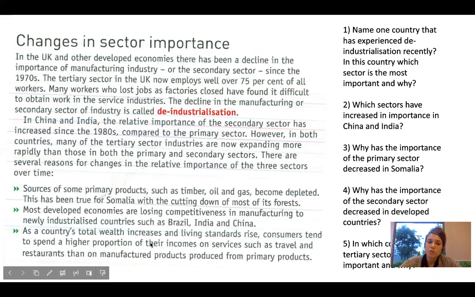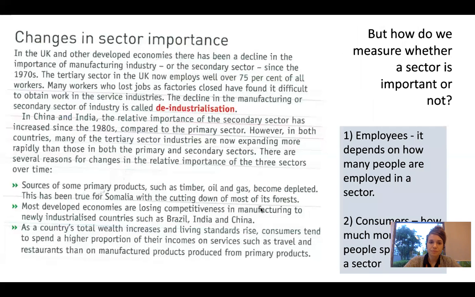As a country's total wealth increases and living standards rise, consumers tend to spend a higher proportion of their incomes on services such as travel and restaurants than on manufactured products produced from primary products. So as you have more disposable income in a country, that means that probably it's a developed country, which means that there's more emphasis on the tertiary sector.